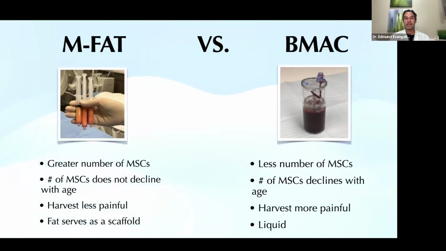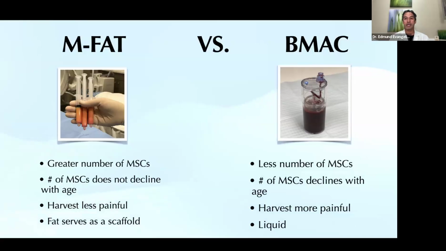So as far as treating our larger tendon tears, when you're comparing microfragment adipose tissue to bone marrow aspirate concentrate, we definitely favor using your fat to treat these tendon tears for a few different reasons. One, again, as I alluded to earlier, greater number of these mesenchymal stem cells are going to be present in your fat compared to bone marrow. Two, the number of the mesenchymal stem cells in fat doesn't decline with age, whereas in bone marrow, we know that as you age, the number of mesenchymal stem cells will decrease.